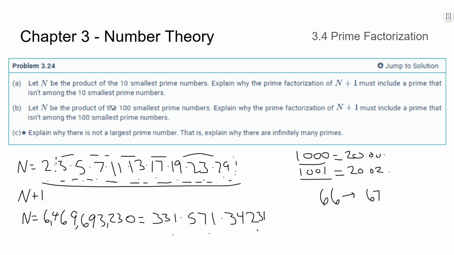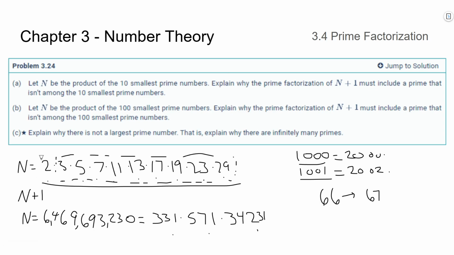Let n be the product of the 100 smallest prime numbers, not just the 10 smallest, but the 100 smallest prime numbers. Explain why the prime factorization of n plus 1 must include a prime that's not among the 100 smallest prime numbers. Well, same exact thing, because we start with these first 10, and then we continue on to do the next 90 primes, but we know when we do n plus 1, it's no longer a multiple of anything leading up to that point.